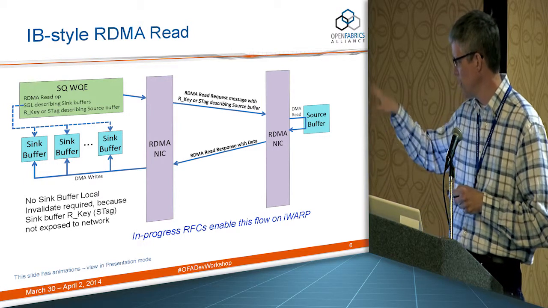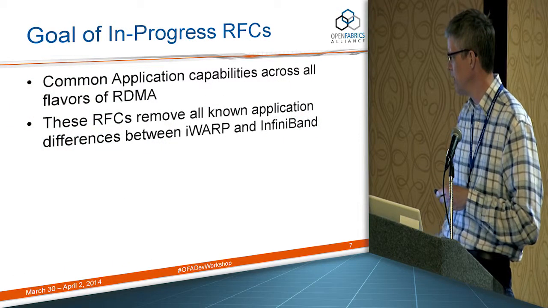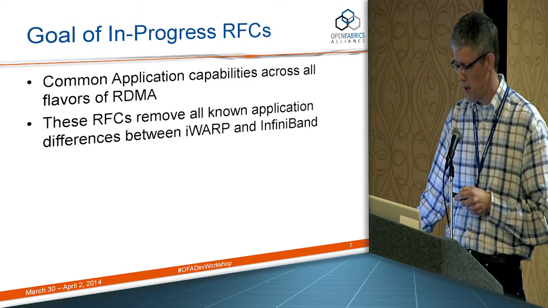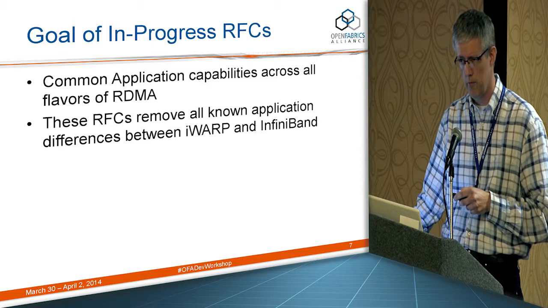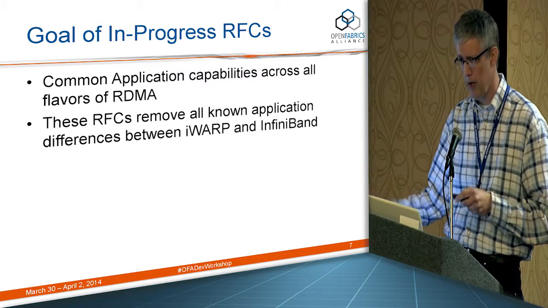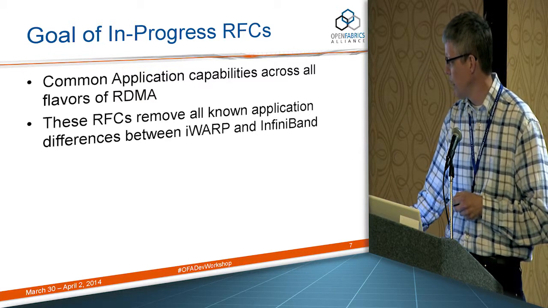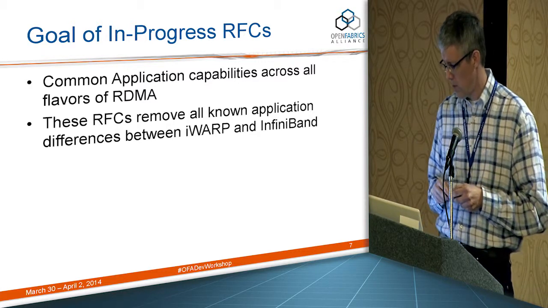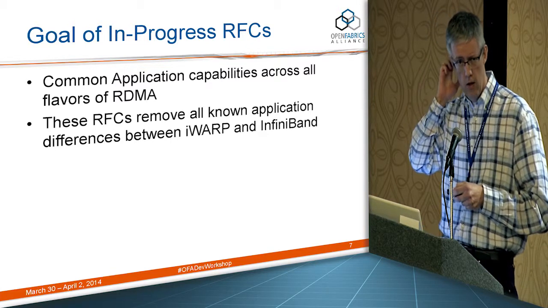And I think this is a pretty important difference for RDMA reads with applications. So what we're trying to do with these in-progress RFCs is eliminate these little differences between iWARP and base InfiniBand so that you don't have application problems when you try to run your app on iWARP. And as far as I know, these RFCs that are in flight remove all the known application differences between iWARP and InfiniBand.